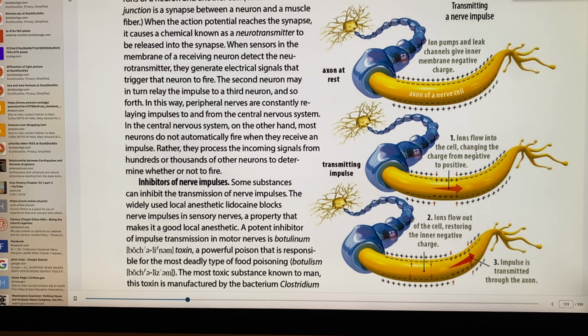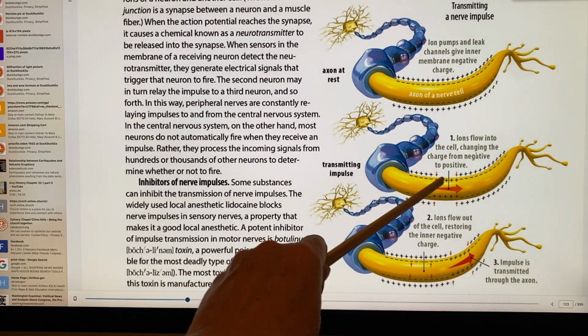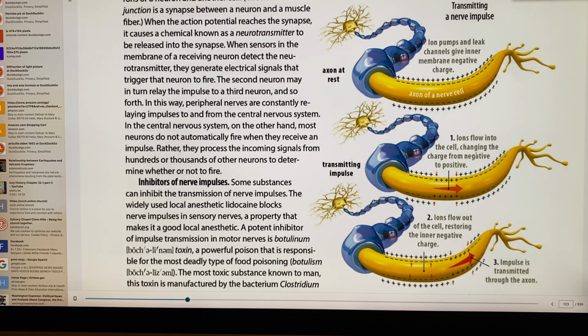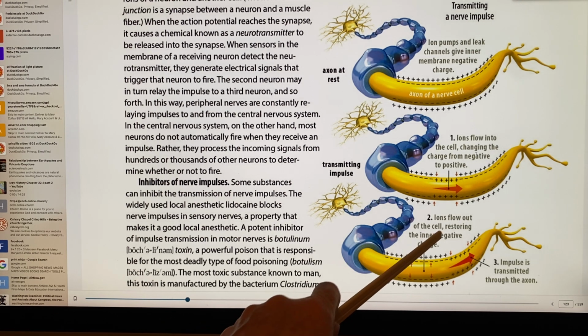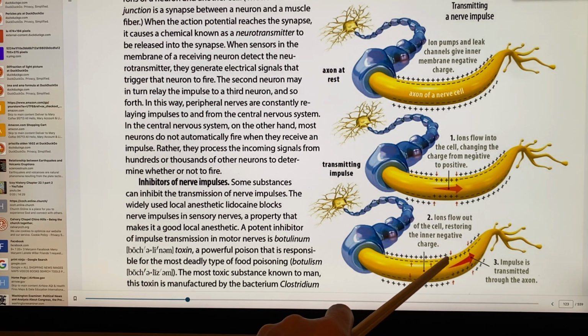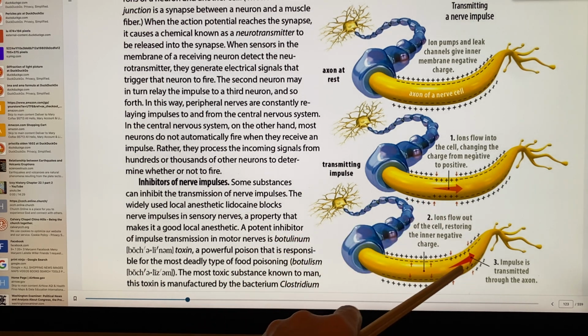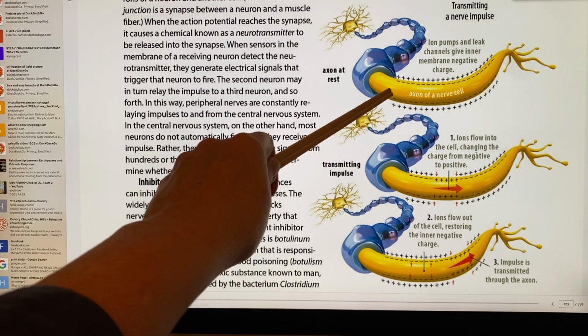Number one, the ions flow into the cell, changing the charge from negative to positive. See how these positive ones are going into the cell right here? Now you're going to transmit an impulse because you have an electrical impulse going. Then the ions restore the inner negative charge. See how the positive charge is moving, boom, boom, boom, moving up. Now the impulse is transmitted through the axon, and then it goes back to rest.